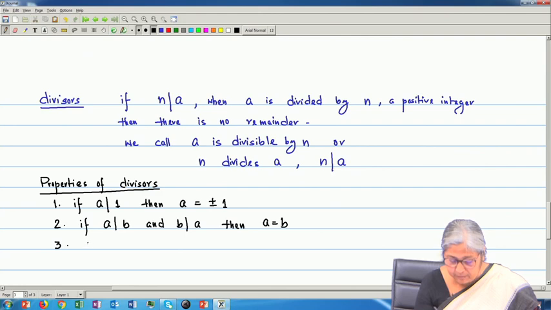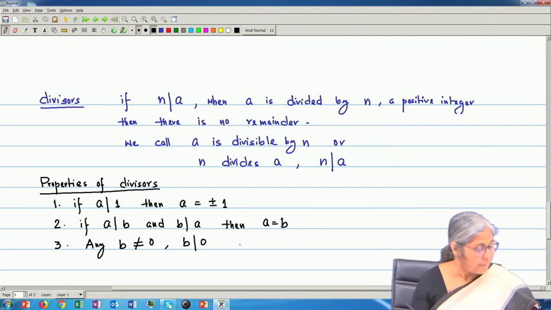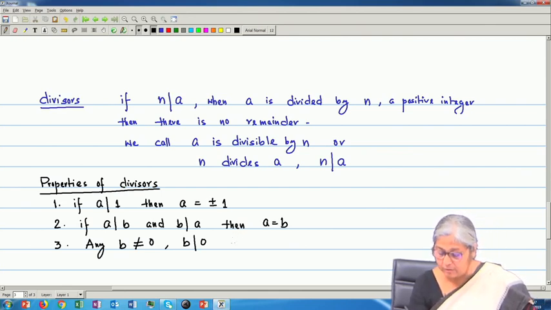If any B not equal to 0 divides 0, B divides 0, then we call B divides 0.